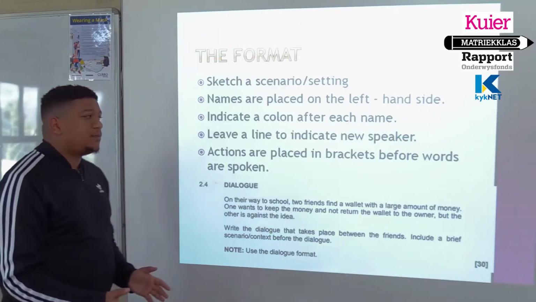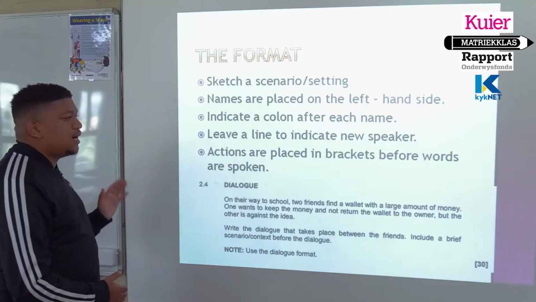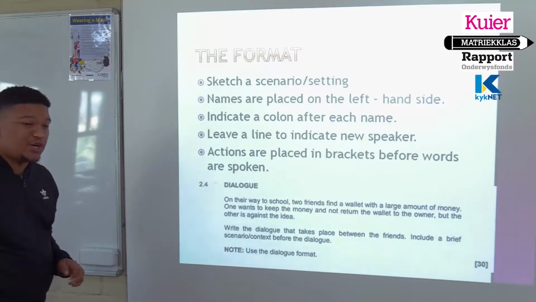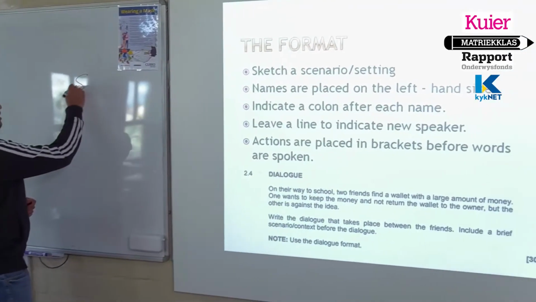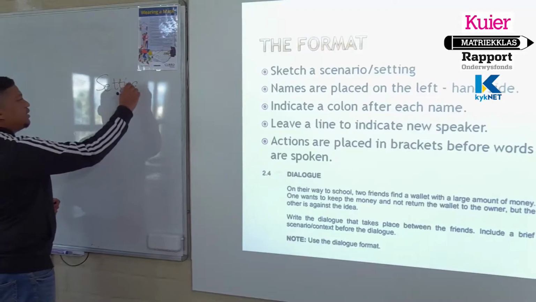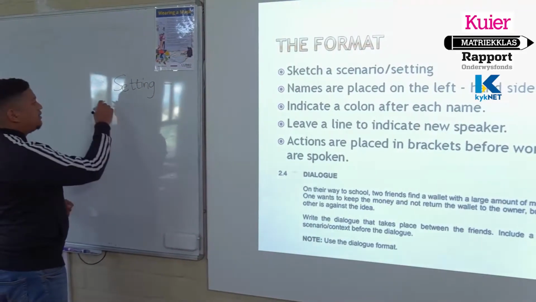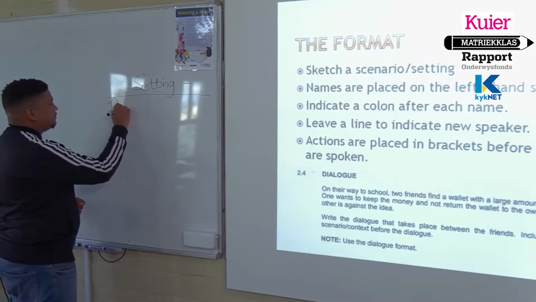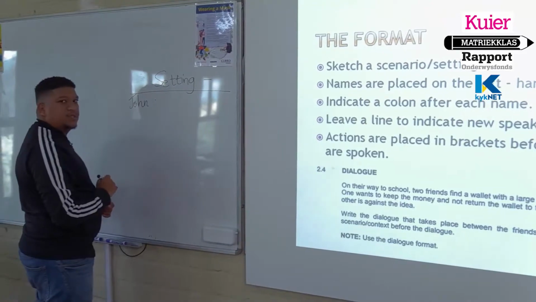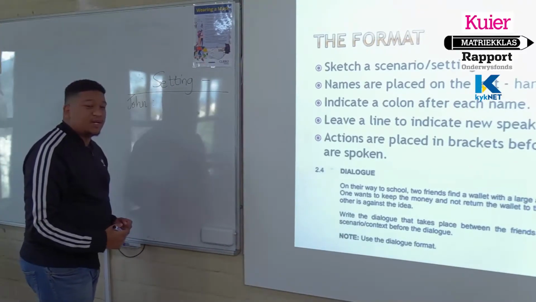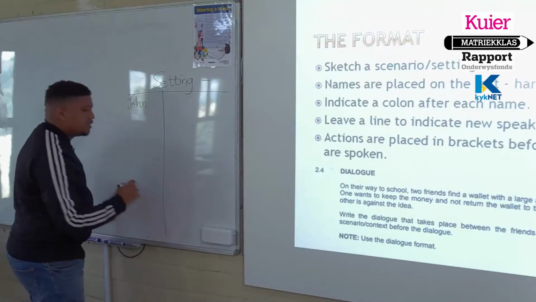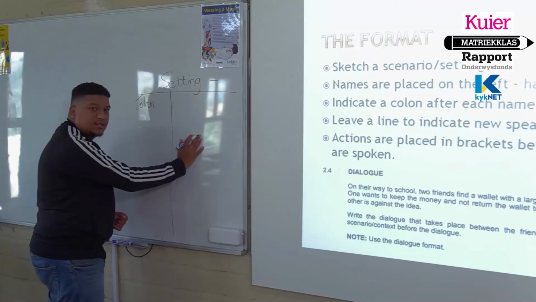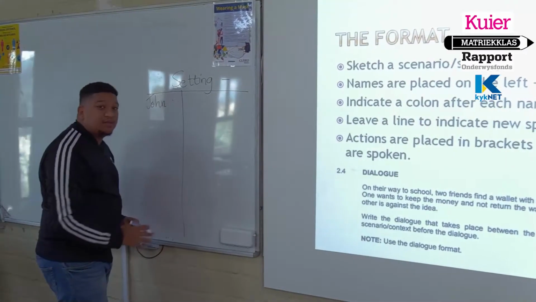We note the names are placed on the left-hand side, always, and after that we indicate a colon after each name. For example, I have my setting there, so I'm going to state what my setting is, right? And then I will draw a line, and now I'm going to indicate John, my colon. We note when we're in the lower grades, you drew a line so that you could differentiate between this is the speaker, this is what is being said. So you do that then if you are comfortable with it.